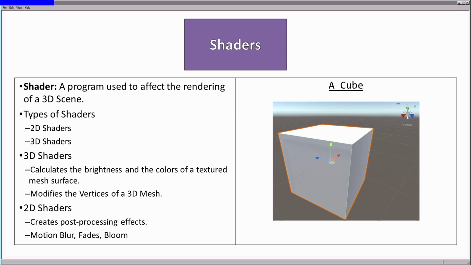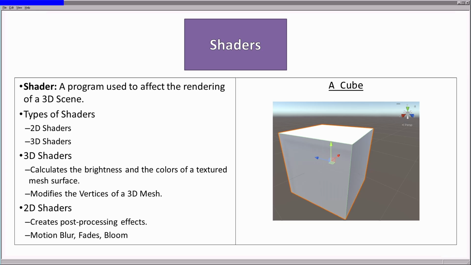The types of shaders include 2D and 3D shaders. 3D shaders are used for a few different purposes. One is that it calculates the brightness and the colors of a texture on a mesh's surface. Another is that it can be used to modify the vertices of a 3D mesh. Shaders do a lot of work and mostly focus on how the 3D geometries are displayed.